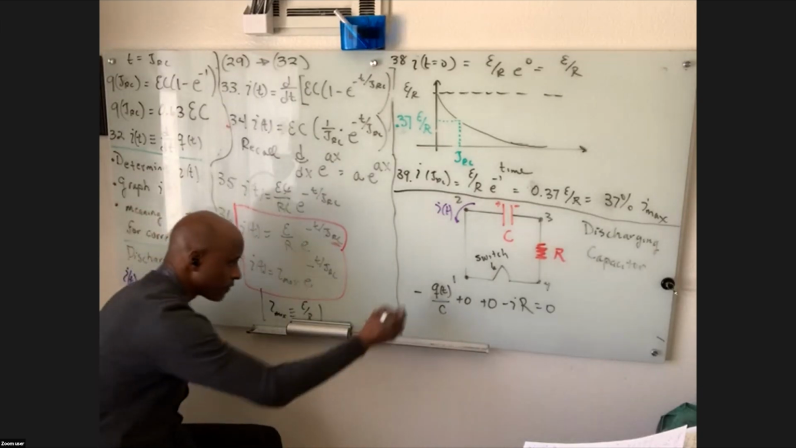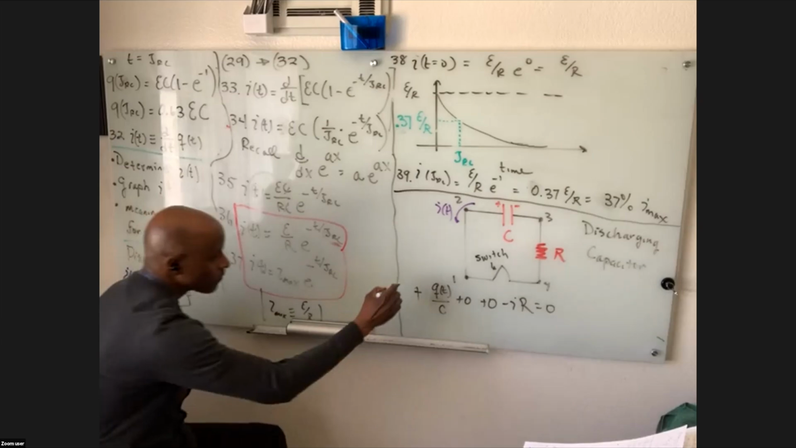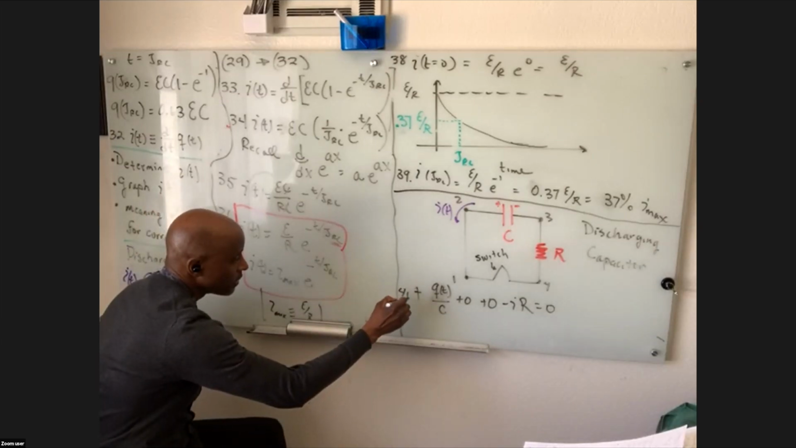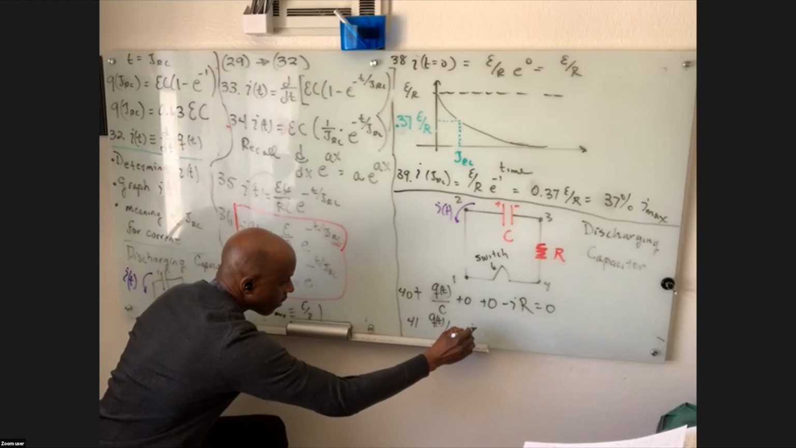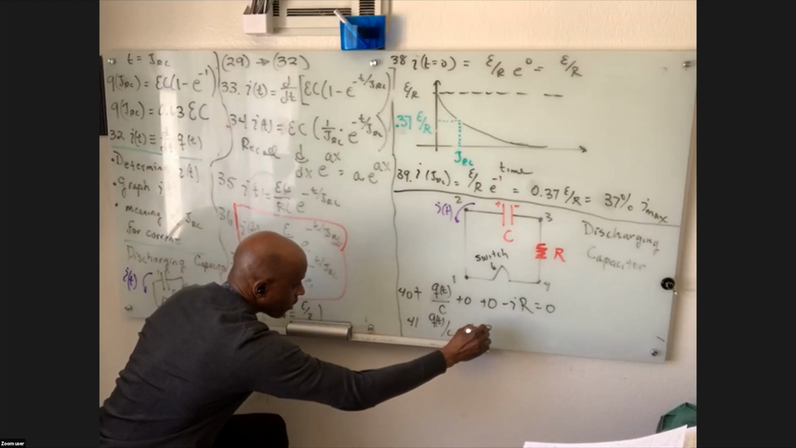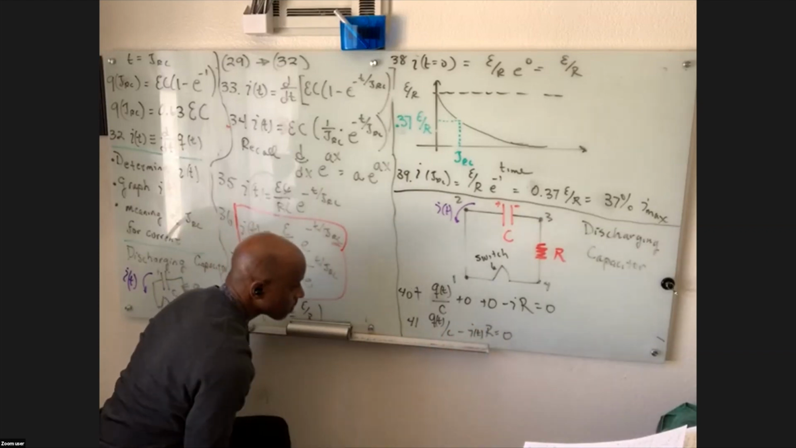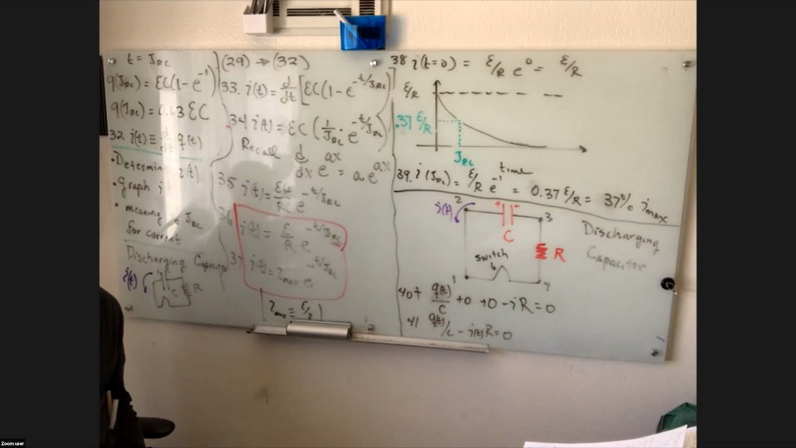It's the minus sign. It's supposed to be positive. Yes, wonderful. Very good. Awesome. So to clean this up a little bit, this equation should be Q of t over C minus I of t times R equals 0. Okay. Wonderful.